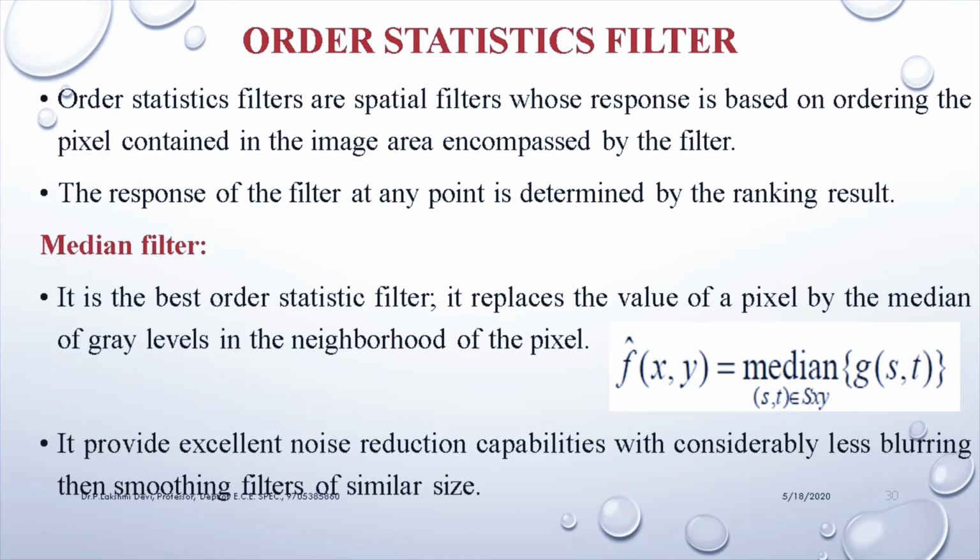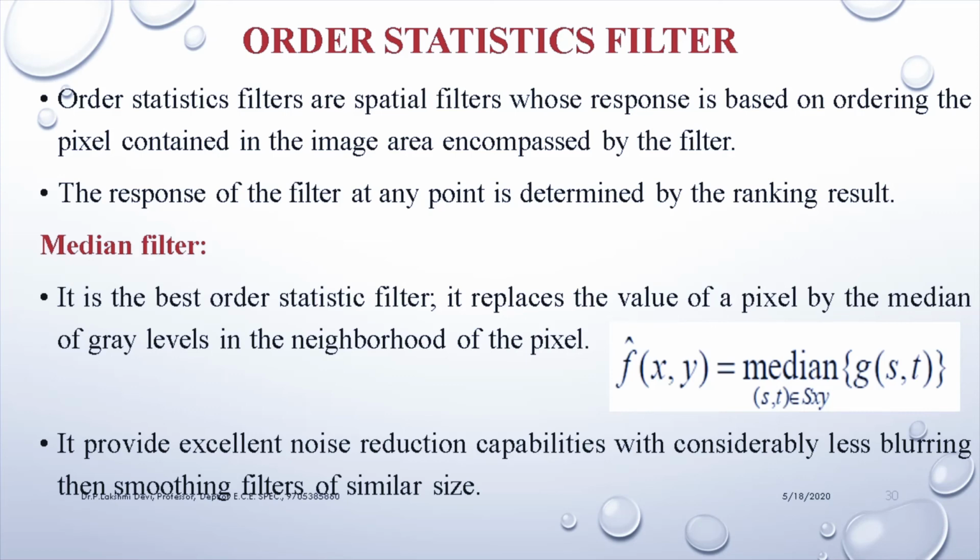Let us see the first one, median filter. The name itself gives a median value. It is the best order statistic filter. It replaces the value of the pixel by the median of gray levels in the neighborhood of the pixel. How it performs: let us consider a 3 by 3 subimage, and that particular 3 by 3 window is used for replacing each and every center pixel value. First you keep the 9 elements or 9 gray levels in an order, either ascending order or descending order.